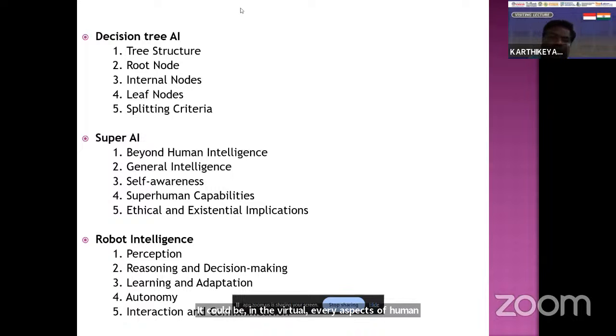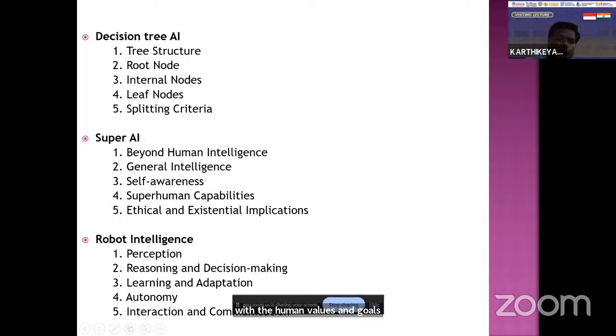And super AI has the ethical and existential implications. This is nothing but that the development of super AI raises profound ethical and existential questions about its effect on humanity, the potential risks it poses, and how to ensure its alignment with human values and goals.